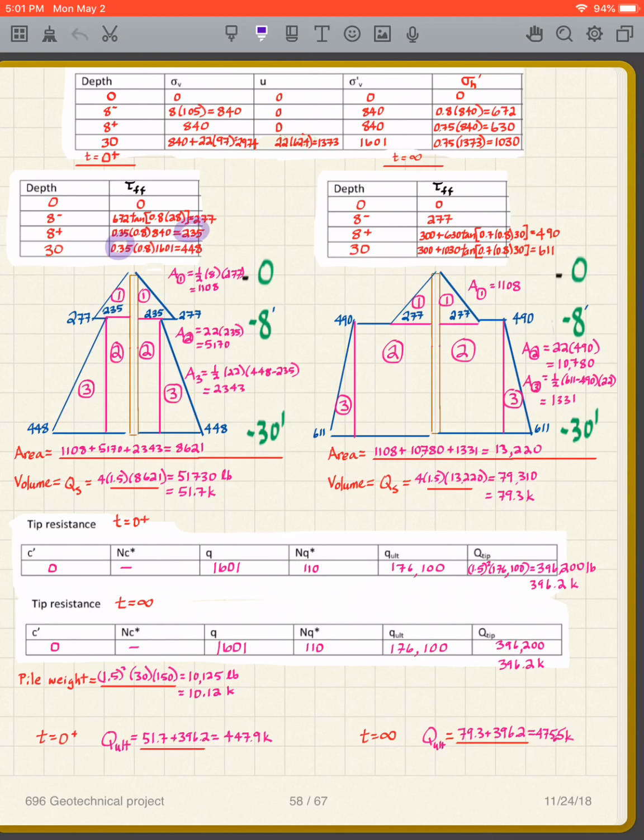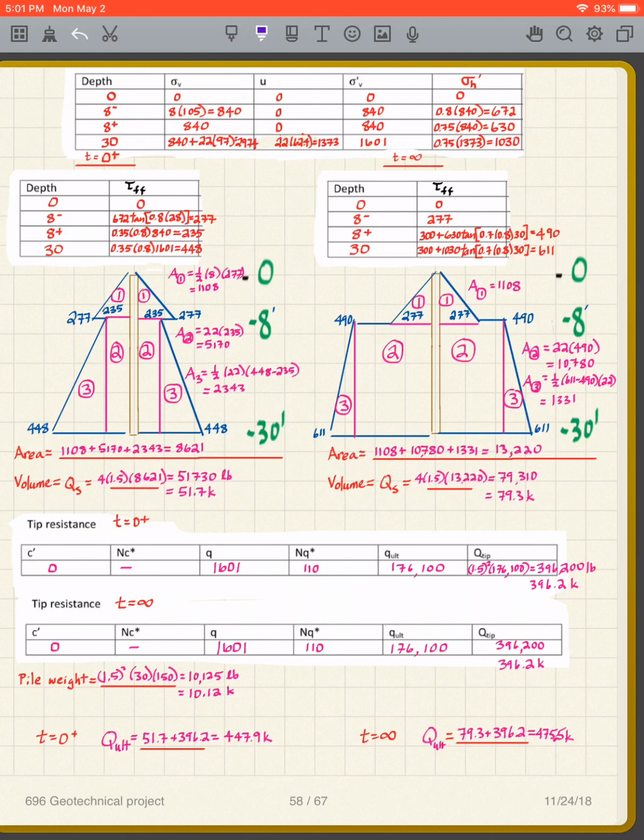So that gives us our tau ff at t equals 0 plus. For t equals infinity, then what do I have to do? I have to use the drained strength parameters, which are C prime and phi prime for the silt. And if you remember the equation, it is C prime plus sigma prime tangent phi prime.